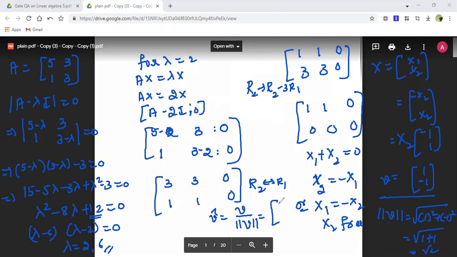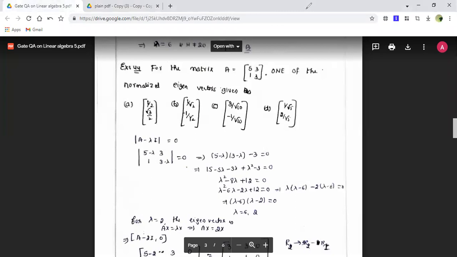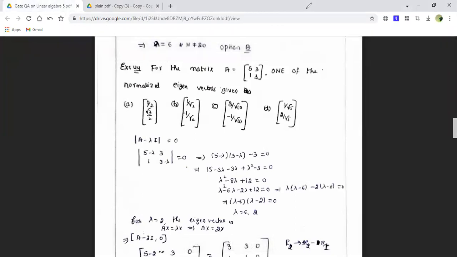This will be just 1 by root 2 minus 1 by root 2. So just see the option, guys, which will give us this 1 by root 2 and minus 1 by root 2. If you see the option here in this question, 1 by root 2 minus 1 by root 2, so option B is the correct answer.